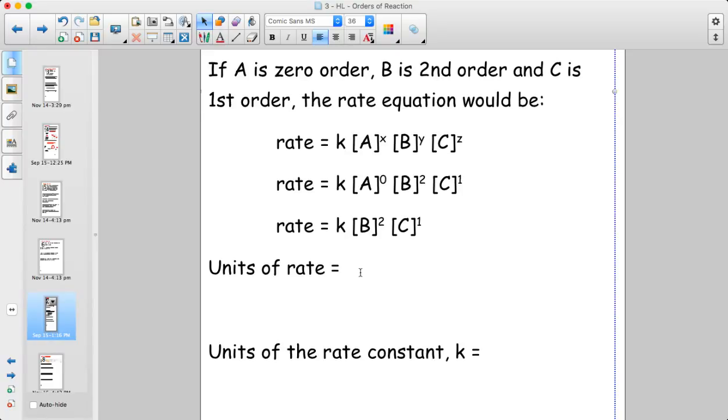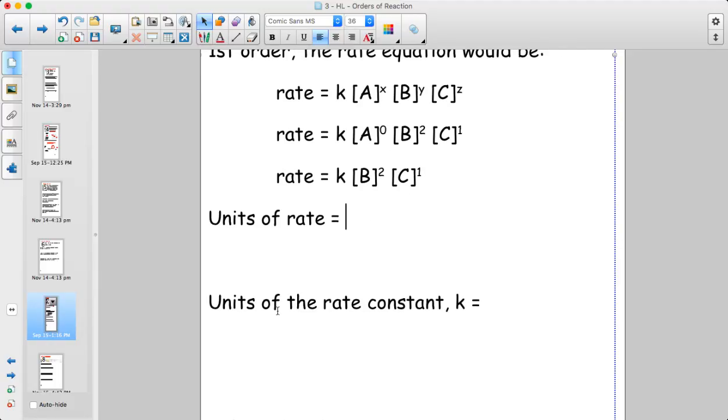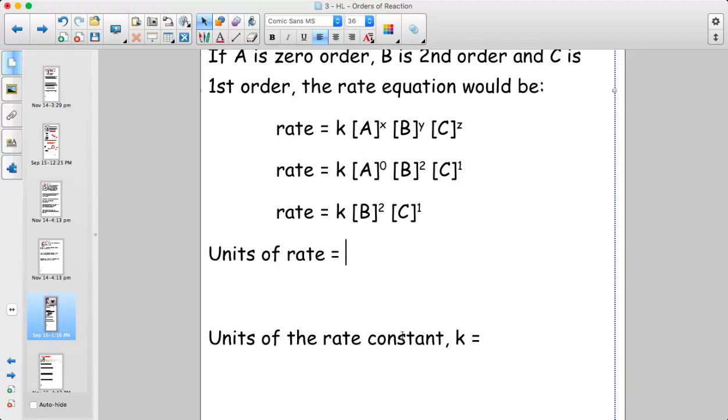So the units of rate, as we know, well, sorry, one more thing. This is a third order reaction overall. So second order with respect to B, first order with respect to C, and overall it's called a third order reaction. That really only matters in terms of getting the units of the rate constant. We know that the units of rate are mole per dm cubed per time, usually per second, so I'll use per second in this example. So that's change in concentration per time.